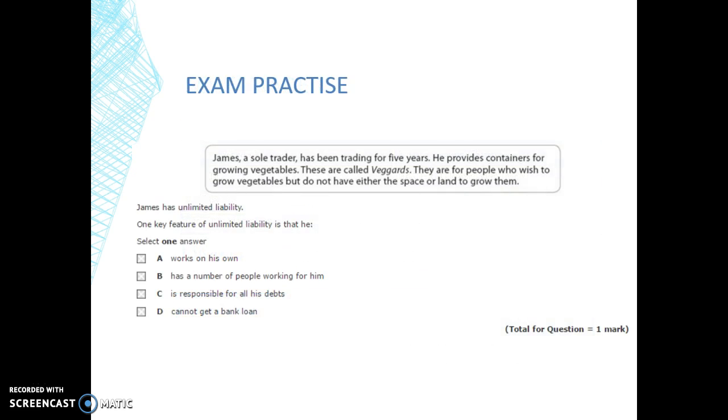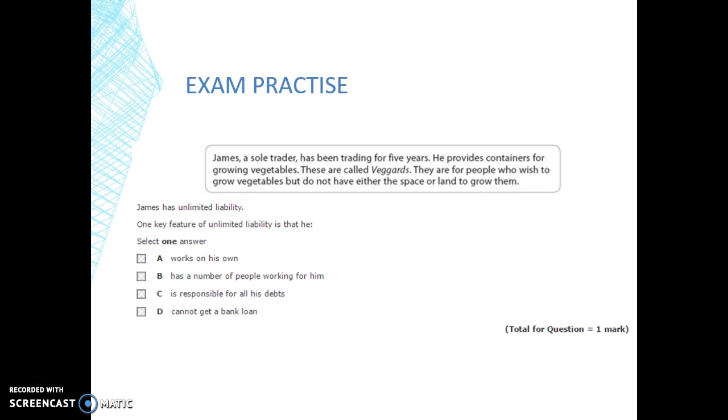So there's an exam practice question here. This is one of the previous exam questions. It's a typical exam question, so you can have a go at this in a minute. Other typical exam questions that you might get are fundamentally about the advantages and disadvantages between sole traders and limited companies. So if you know the difference between limited and unlimited, and you know the advantages and disadvantages of being a sole trader or a limited company, then you should be absolutely fine.